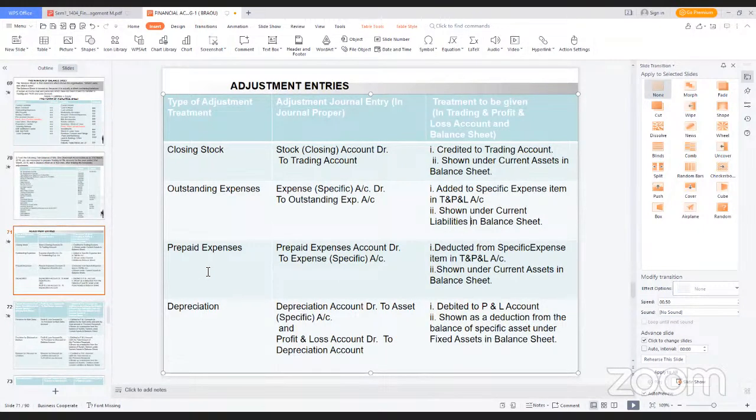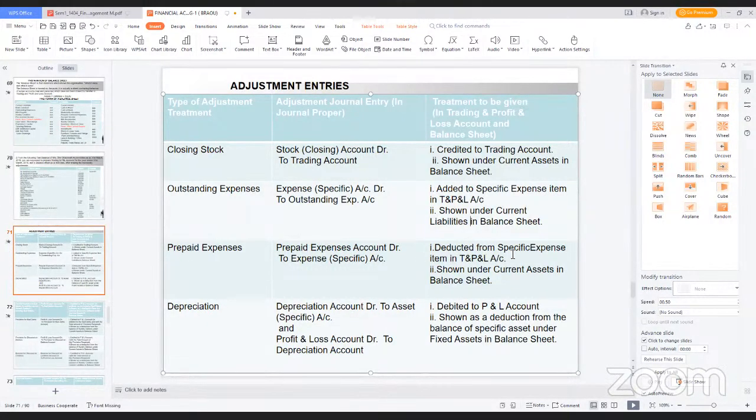Next is prepaid expenses. Prepaid expenses is nothing but the expenses which you paid in advance. So you will be writing that as prepaid expenses account debit to expenses. That is specific. Prepaid expenses may be the insurance, anything it may be. That amount is paid in advance. So first you will deduct it. Prepaid means in advance, so that's why you have to minus it.